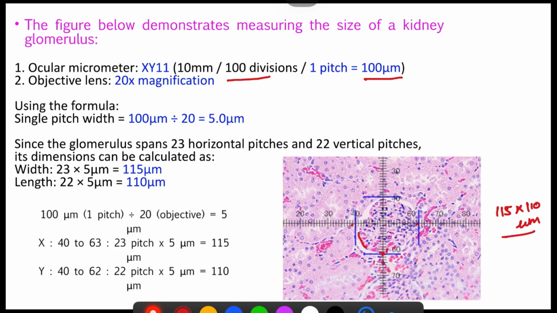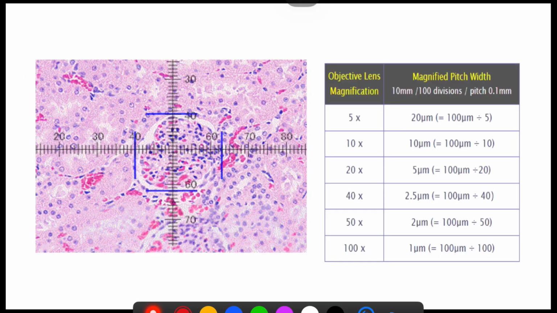So this is how you demonstrate, identify, and measure the size of a kidney glomerulus. This table shows the objective lens with the pitch width according to the objective lens magnification. So 5x has 20, 10x has 20 micrometers, 20x has 5, 40x has 2.5, and likewise 100x has 1 micrometer. So we have to calculate it as 100 micrometers divided by the objective lens magnification.